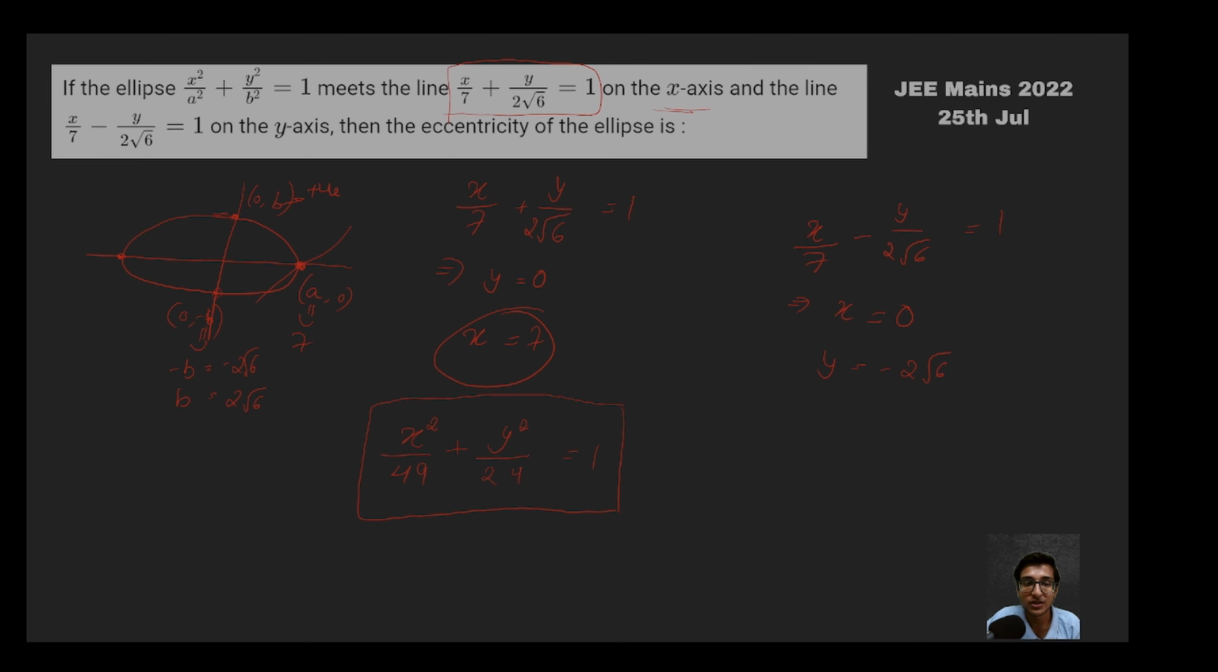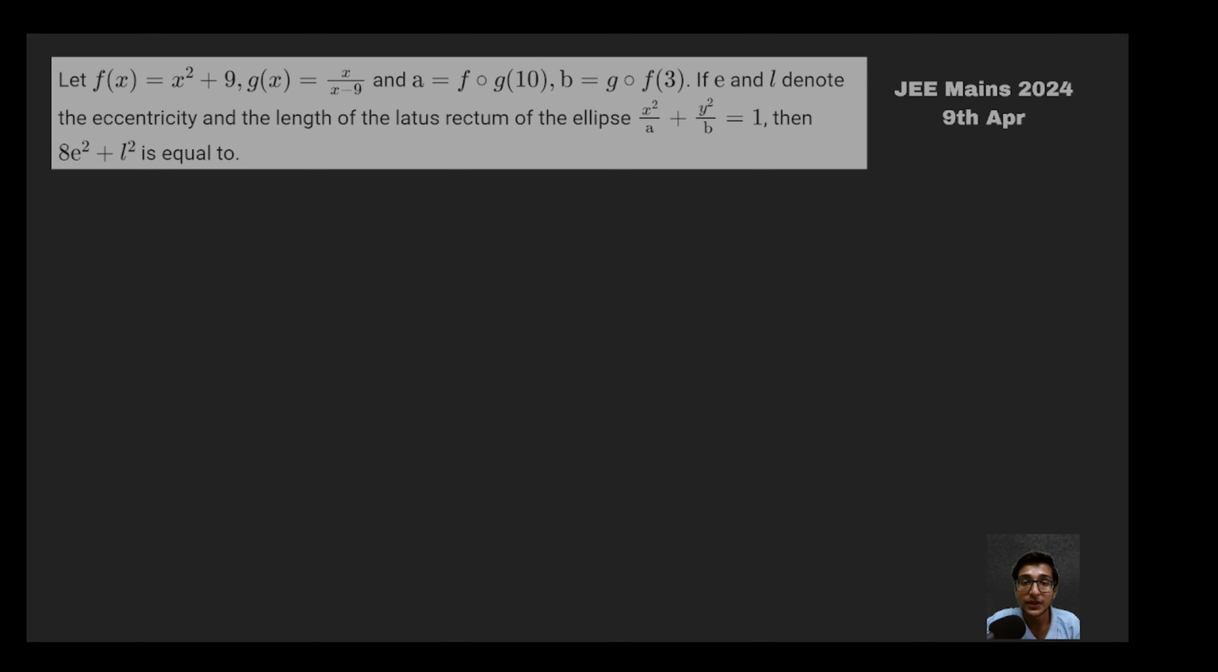Let f of x is equal to x square plus 9, g of x has been given, and a is equal to f of g of x, and b is equal to g of f of x. If e and L denote the eccentricity and latus rectum of the ellipse, an ellipse has been given, then 8e square plus L square is equal to. So basically we need to, for this ellipse, first find out the value of A and B. Here there has been a printing mistake. This would be A square by B square.